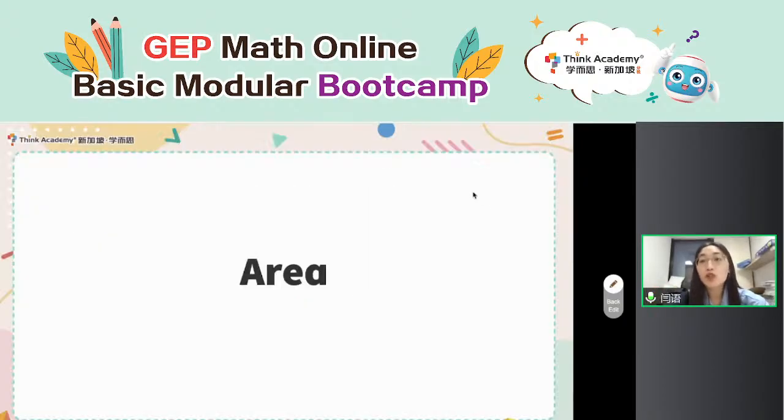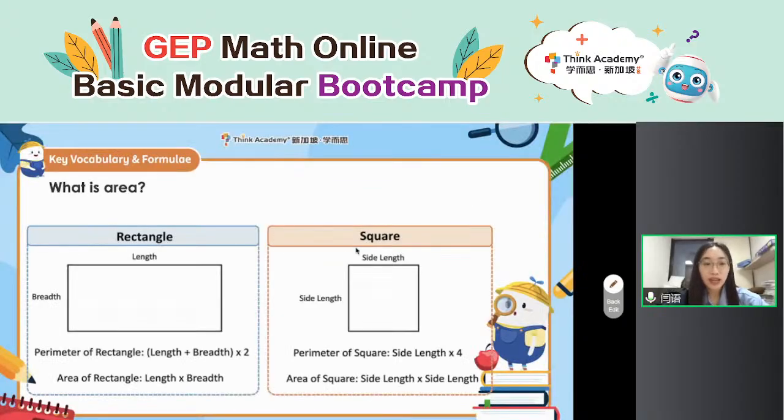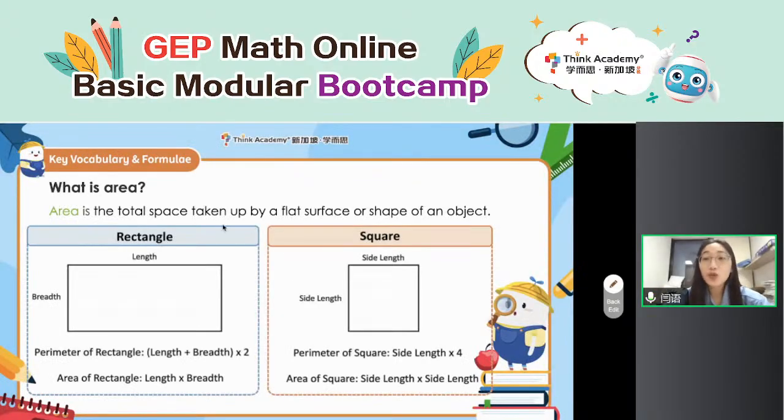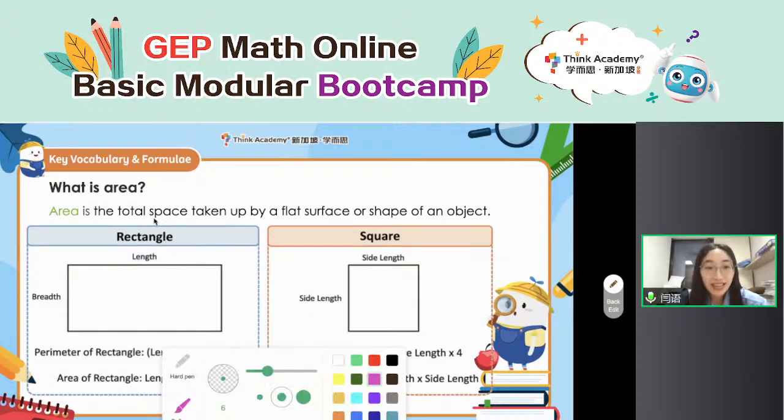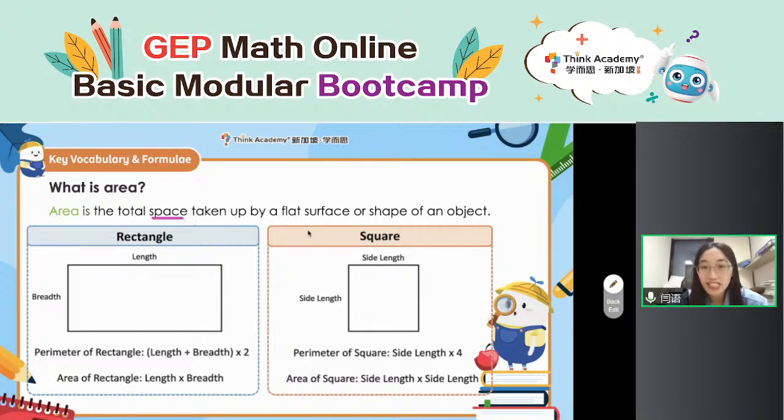Now, following this, let's move on to the area. When it comes to the area, again, firstly, you need to be clear about the meaning of area. Area is the total space taken up by a flat surface or shape of an object. So again, you need to memorize the formula related to the area of a rectangle and the area of a square. When it comes to the area of a rectangle, that is length times breadth. So if you just multiply these 2 parts together, you will figure out the total space taken up by a rectangle.